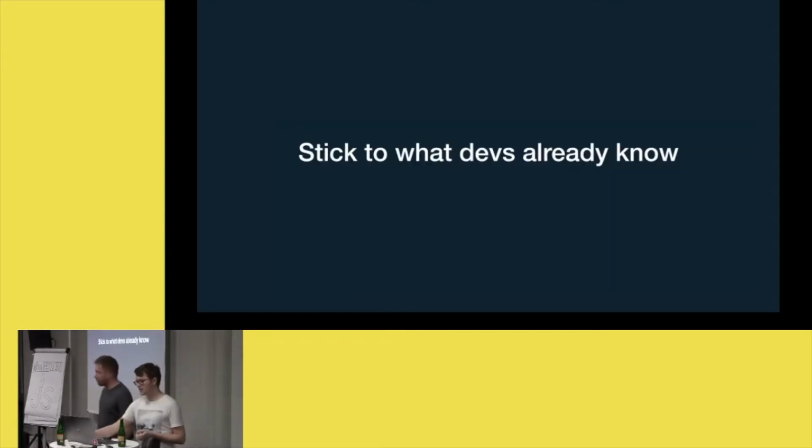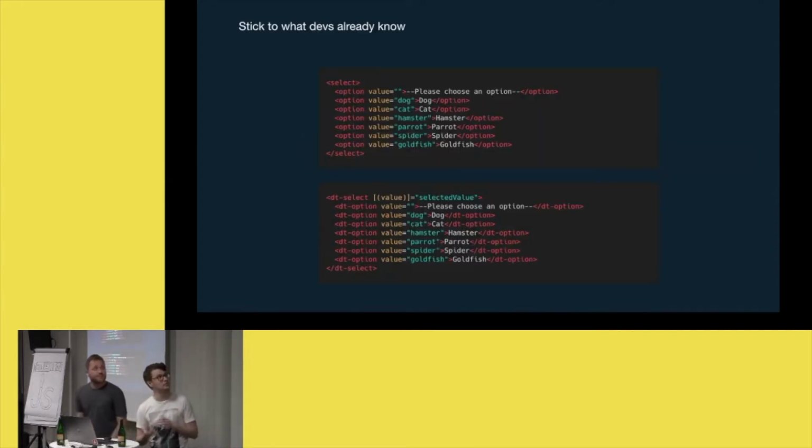We also have another rule in creating the APIs for our components. Stick to what devs already know. So sometimes you have to create Angular components for native-like components, like a select, and we try to stick as close as possible to the native APIs. So every developer that starts with Angular probably knows HTML. So it's very familiar, and it's easy to use and easy to start with.